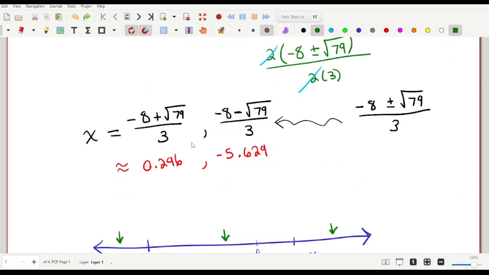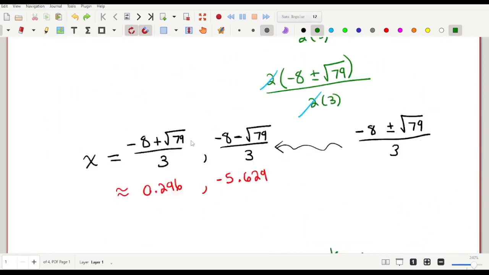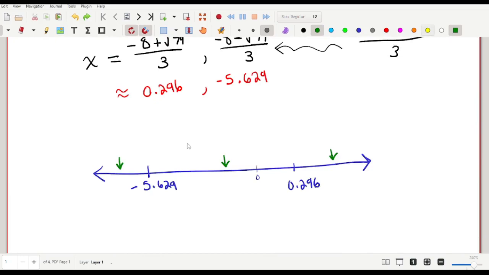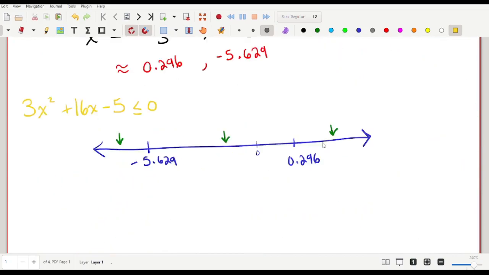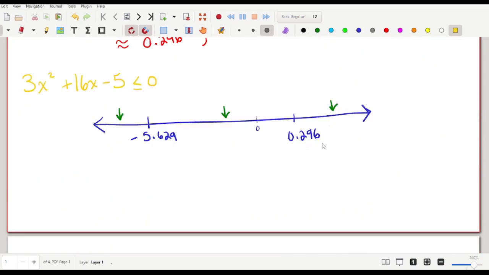It might actually help me to rewrite what I have. So I'm going to put our golden equation up in yellow. So we've got 3x squared plus 16x minus 5 greater than or equal to 0. Nope. It's less than or equal to 0. I believe that's what we're doing. All right. And now I simply have to insert my test values into that equation.